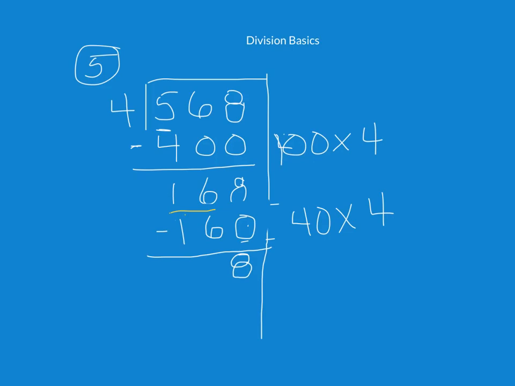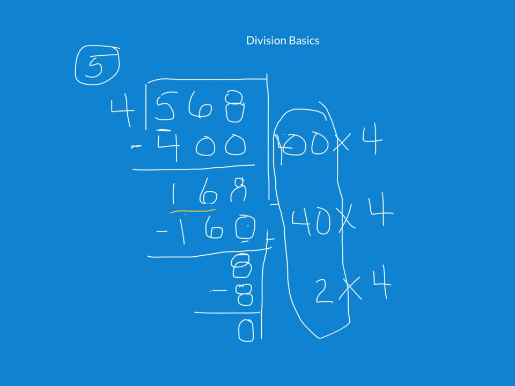And I know that 2 times 4 is 8. So 2 times 4 is 8. 8 minus 8 is 0. So I have nothing left to put into groups of 4. So I made 100 groups of 4, 40 groups of 4, 2 groups of 4, so that is 142.